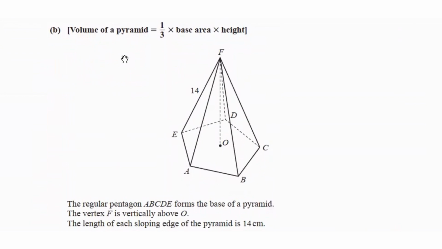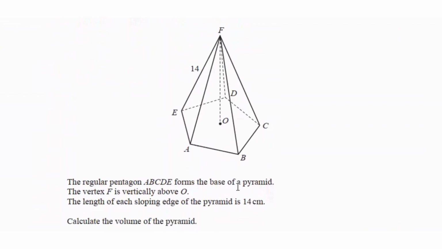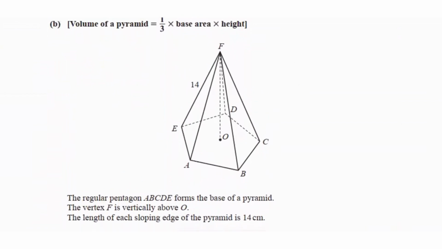Part B says that the regular pentagon ABCDE forms the base of a pyramid. The vertex F is vertically above O. The length of each sloping edge of the pyramid is 14 centimeters. Calculate the volume of the pyramid. So we just figured out that D has the value of 5.10. And this is D basically.